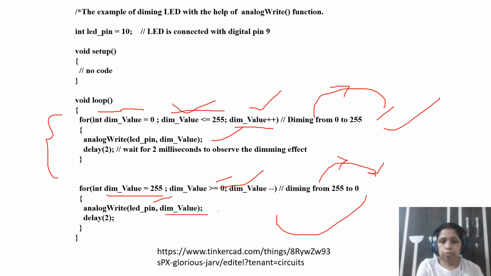So 255, then 254. 254 will also sustain for 2 milliseconds. Then 253, 252, in this way it will reach down to 10, 5, 3, 2, 1. The example of how the LED is blinking or the LED brightness is increasing, I will show in Tinkercad.